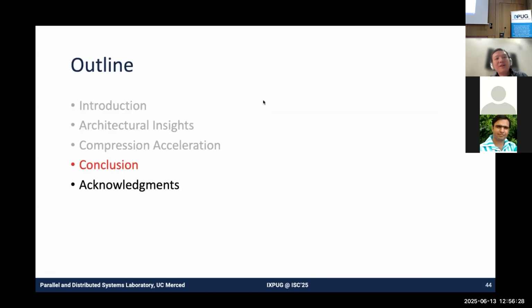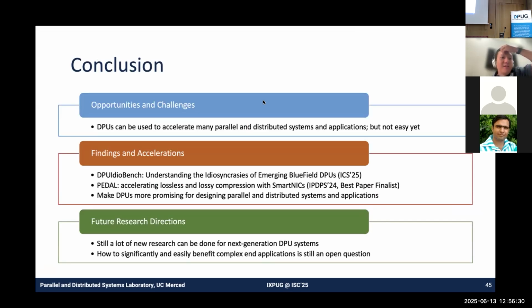So let me quickly make a conclusion here. DPUs give a lot of opportunities, but in the meantime, a lot of challenges as well. We share our findings and acceleration from the DPU-Bench, also PEDAL. We hope DPUs may be more promising for future parallel and distributed system applications. But again, there are many open questions that need to be addressed.